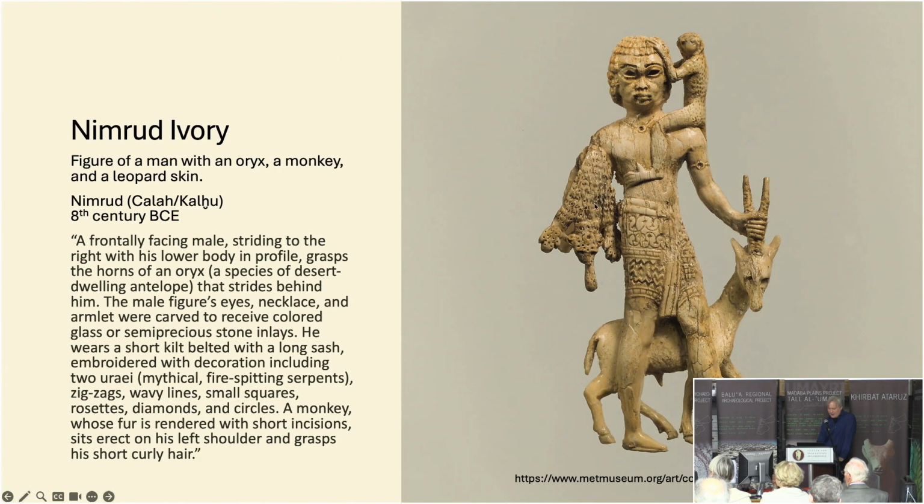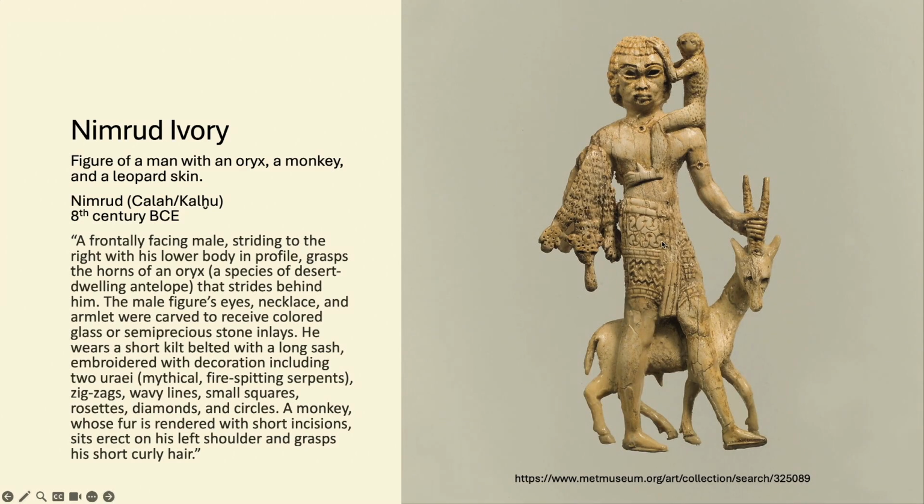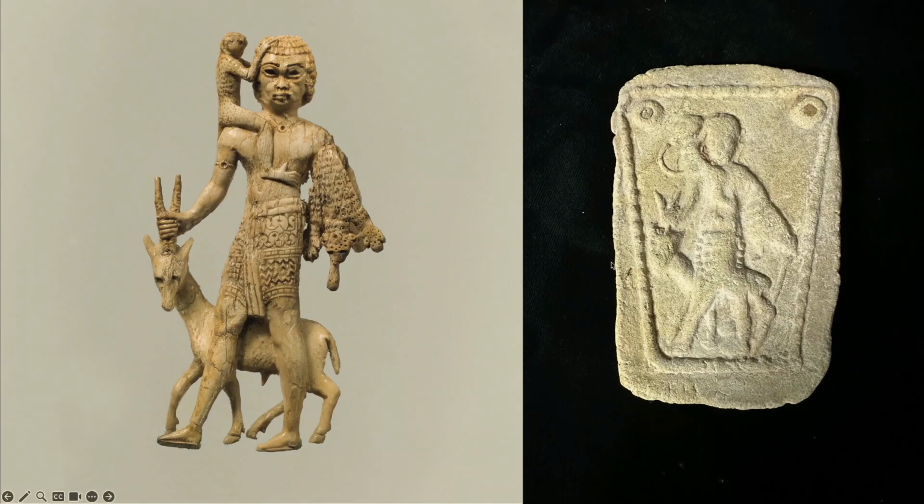And in fact, this is from the Metropolitan Museum in New York, there's a write-up about his clothing. It's a leopard skin hung over his arm, and then the kilt is described in some detail. So if I put them side by side and I flip the Met image so that it matches our plaque, you can see it's really a close match. You now can tell what this thing is on the individual's arm. It's a leopard skin, and it's an oryx striding by his side, being grasped by the horns.